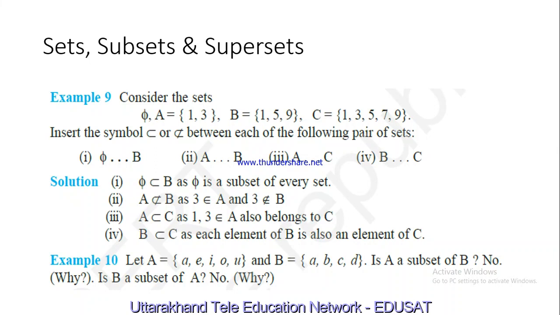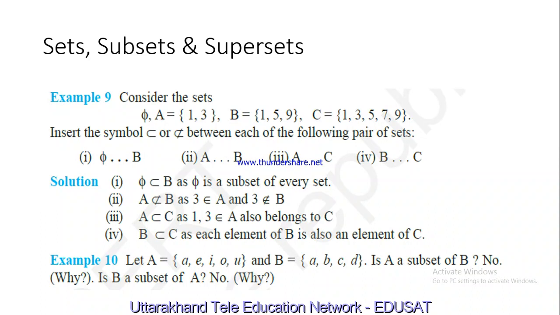Now please understand, we had already said that phi is considered to be an element of every set. Even if any set does not have even one element, there could be sets which don't have even one element, even they will have phi. So phi is a subset of every single set. I am repeating it again: phi would be considered an element of every set, and that is why the solution is showing you that phi is a subset of B. Yes, phi is a subset of every set.